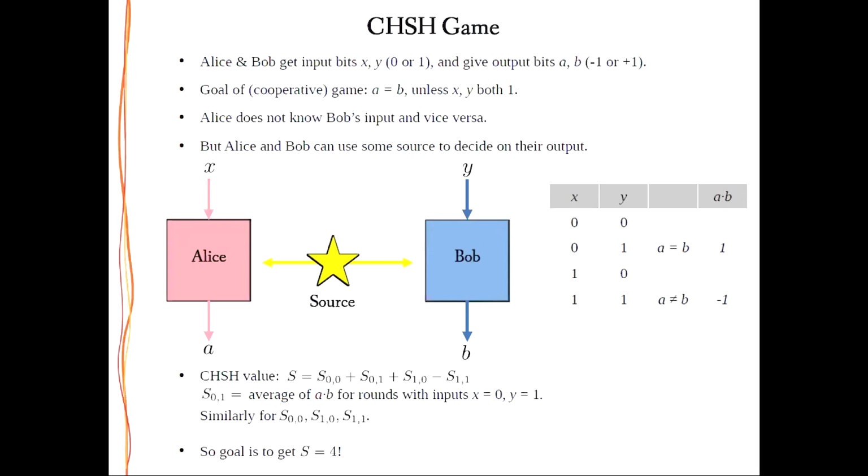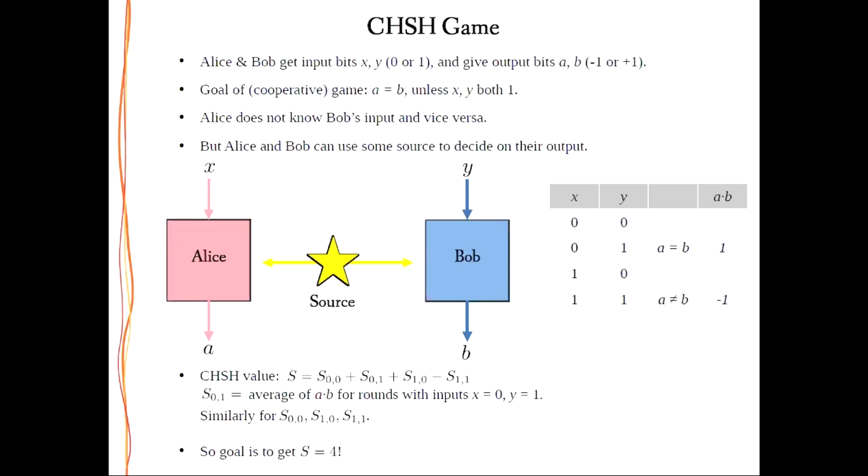So they will win these 3 rounds, 0, 0, 0, 1, 0. So these 3 S's will be 1, but this last S will also be 1. So you get 3 minus 1. So you get 2. So how can you get higher than 2?